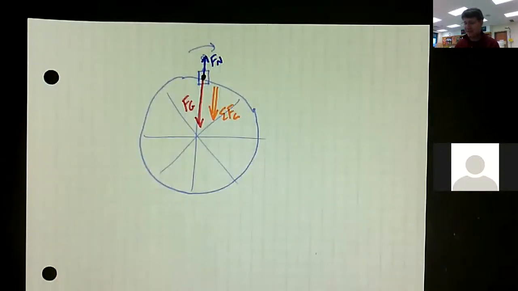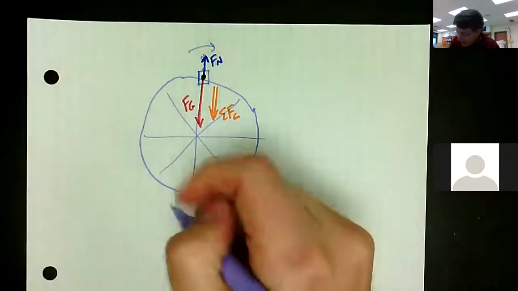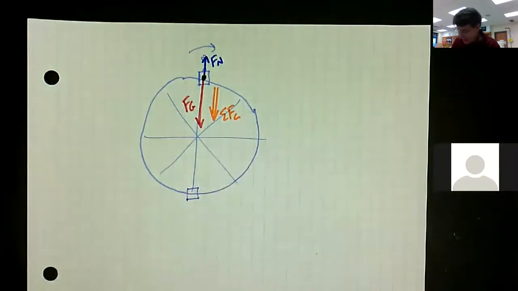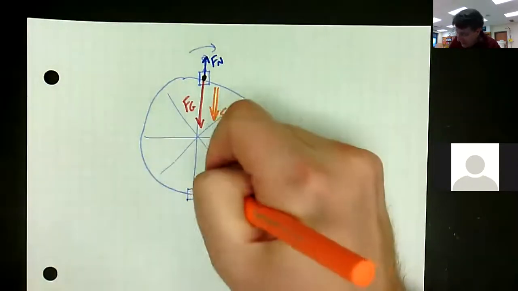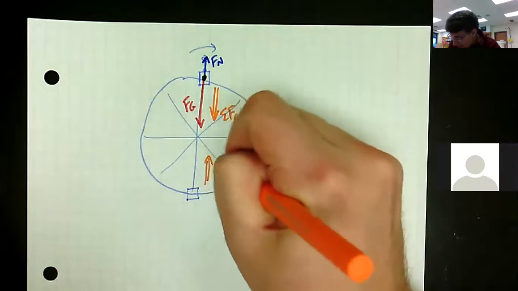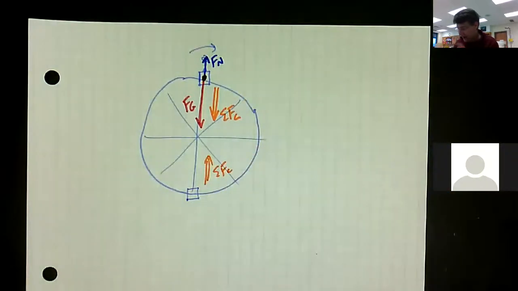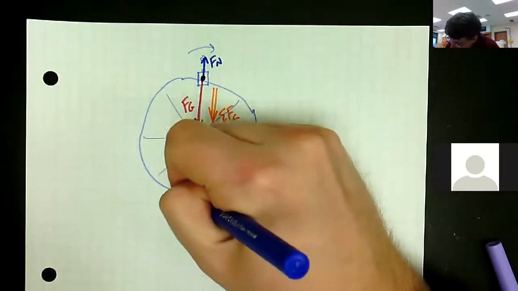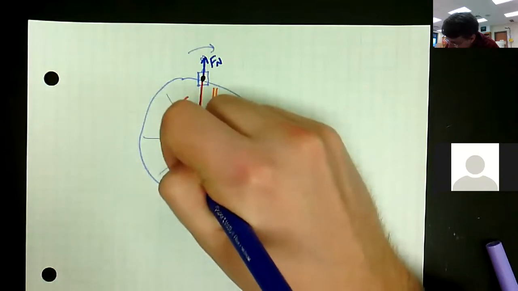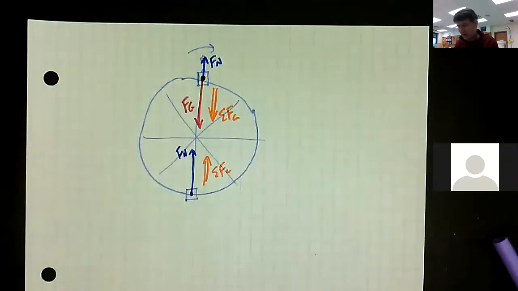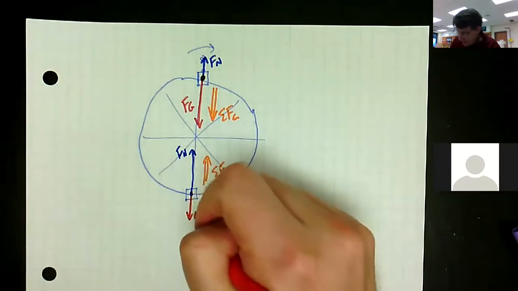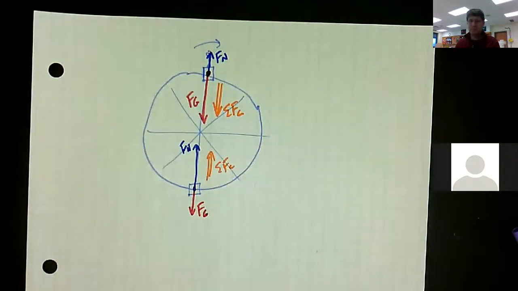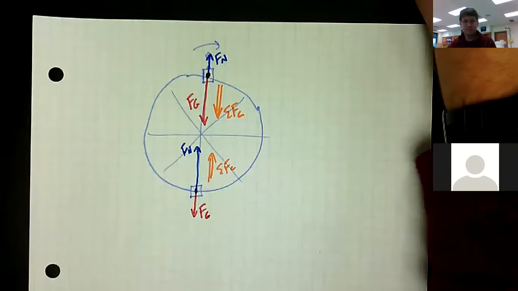Now the opposite happens at the bottom. At the bottom, I need my centripetal force to be up. So in this case, I would need my normal force to be bigger than my gravity. All right, questions here?